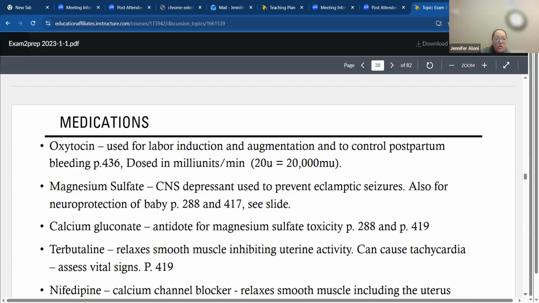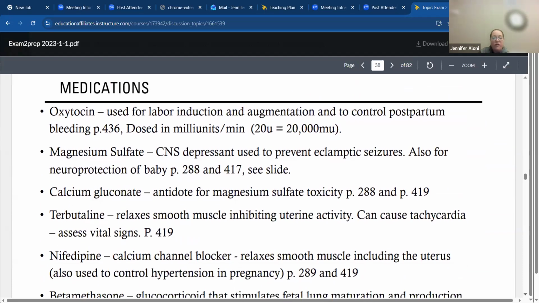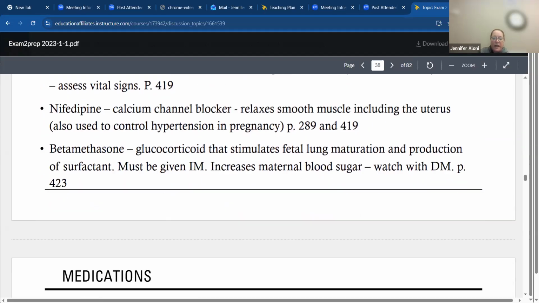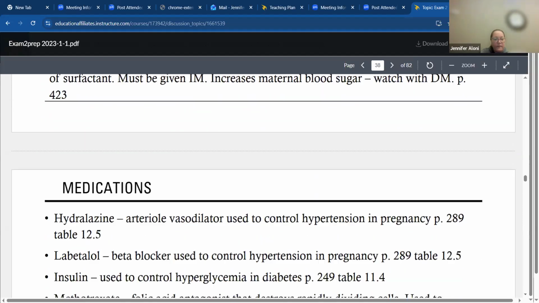Medications, I want you to know, oxytocin we use for labor induction and postpartum, mag sulfate to prevent seizures, calcium gluconate is what we use to stop our mag sulfate if they are too dosed, if it's too high. Terbutaline, okay, can cause some tachycardia. Remember TNT. We have betamethasone, which we give for fetal lung maturation. And a lot of times you'll see that with a diabetic, but it's a steroid. So remember, in diabetics, it will cause an increase in their blood sugars.